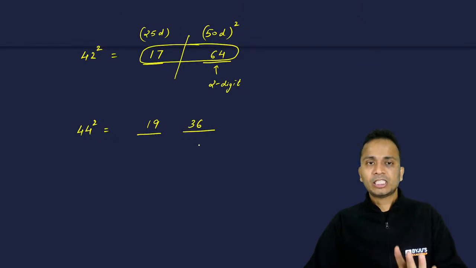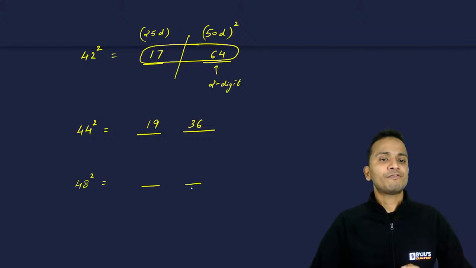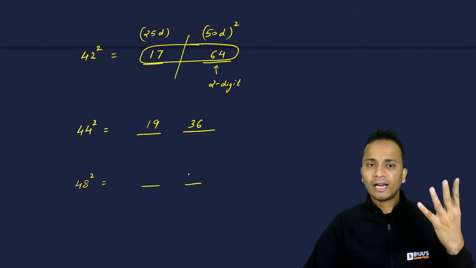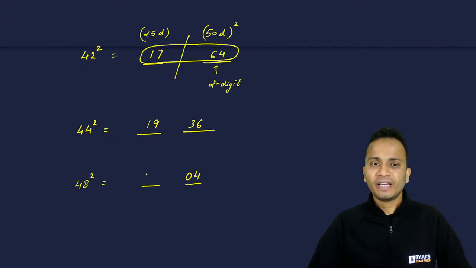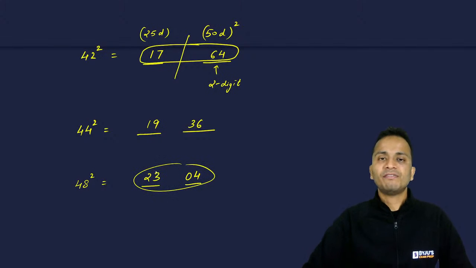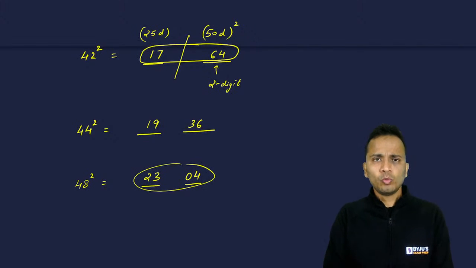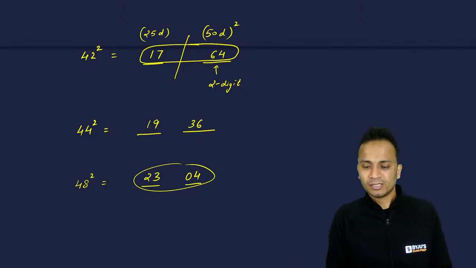Okay, let's take one more example. 48 square. The difference of 48 from 50 is 2. What is the square of 2? 4. I'll write it as 04. And then the difference of 48 from 25 is 23. So 2304 will be the final answer. I'll definitely take some more examples, don't worry, but I'll wait 10 to 15 seconds for all of you to digest this method, and then I'll take some more examples.